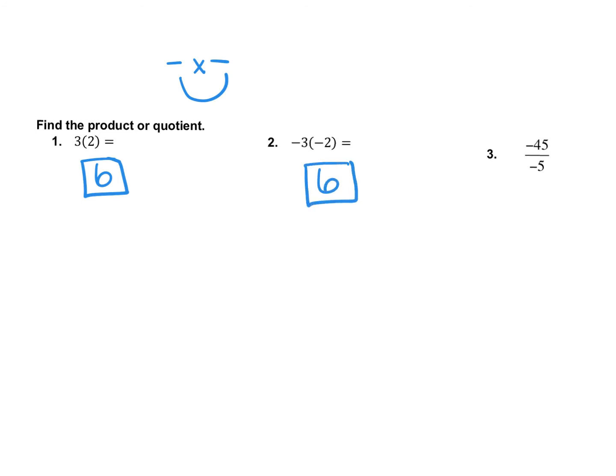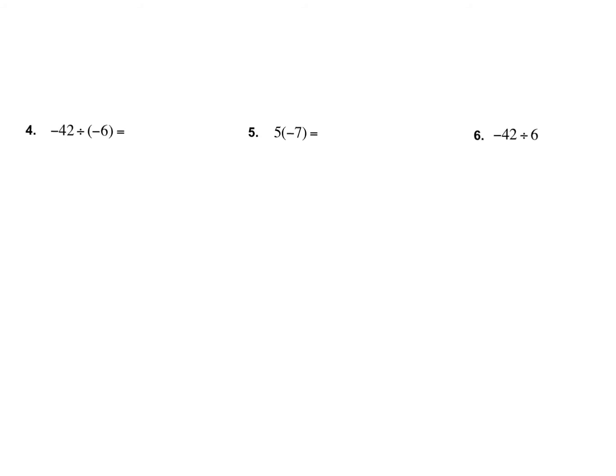And number 3, we have negative 45 divided by negative 5. Again, I've got 2 negatives, so it's going to result in a positive answer, and 45 divided by 5 is 9. All right, so our next one, we have negative 42 divided by negative 6. So a negative divided by a negative. Remember, 2 negatives make a positive, so I'm just going to have a positive 7.